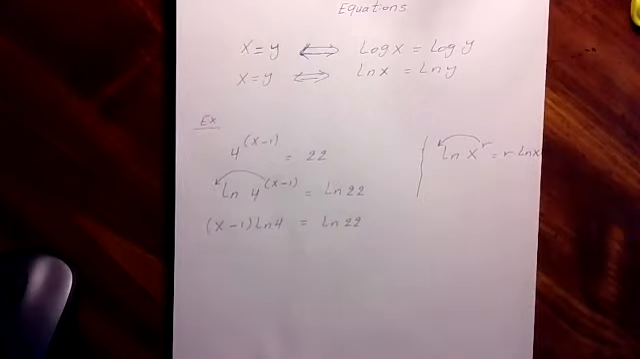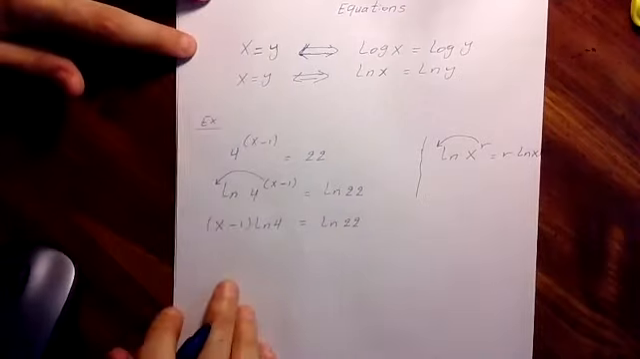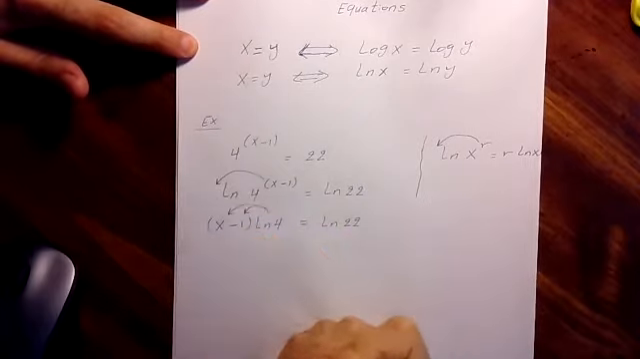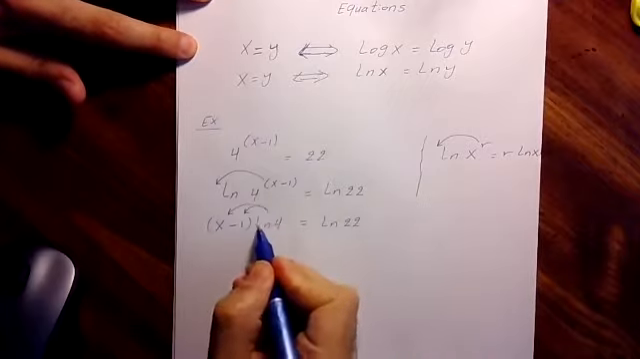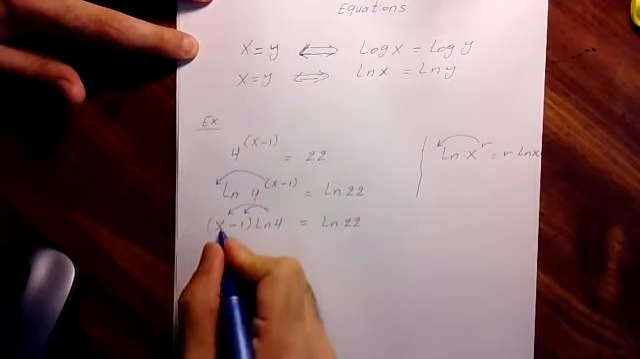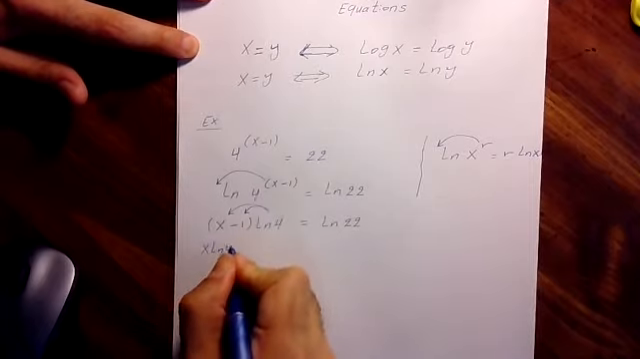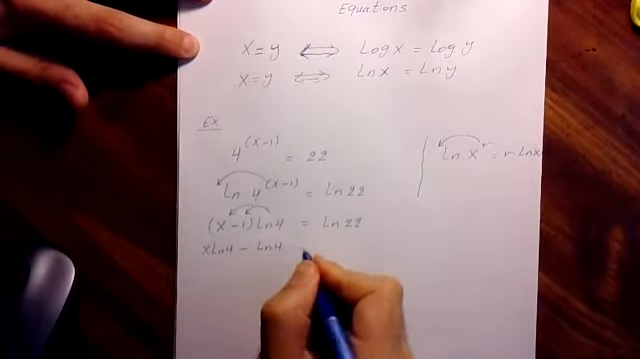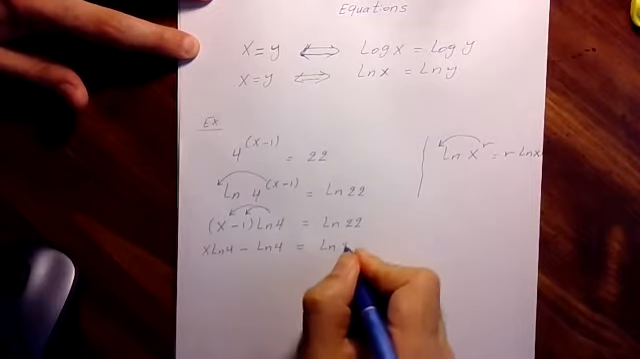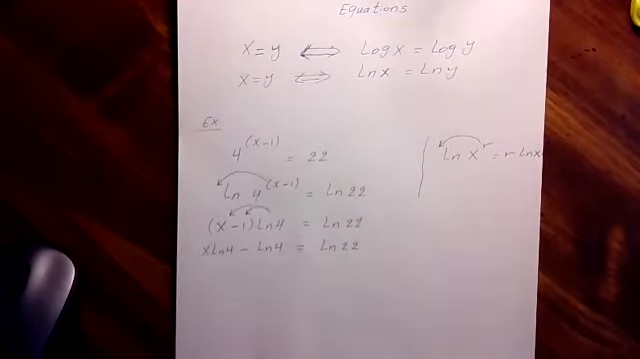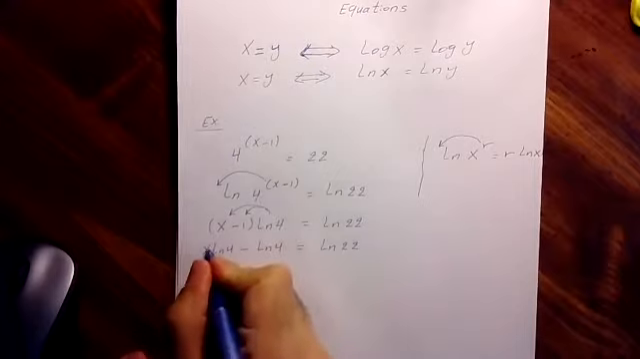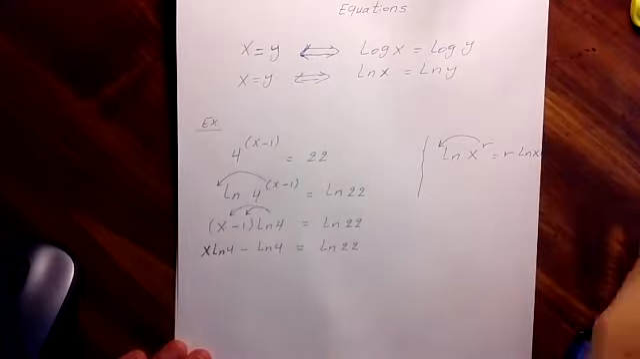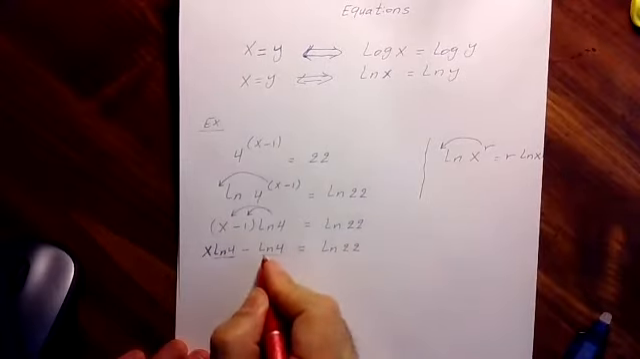Now next step, here's the ln. You're going to distribute the ln over the parentheses, not just the ln of 4. So here's x ln 4 minus ln 4 times 1, which is ln 4, equal ln 22. Now here's the x, and I need to find the value of x. I'm not going to care about the ln 4. So this is like a number, this is a number, this is a number.